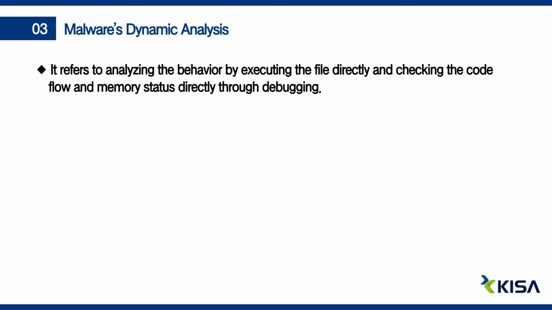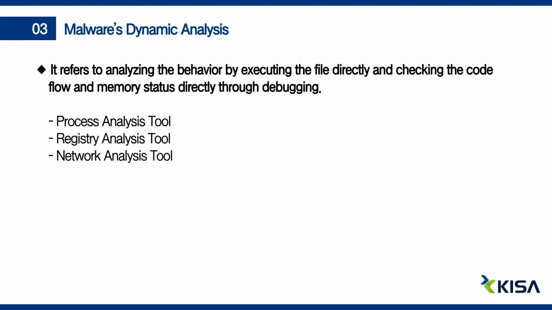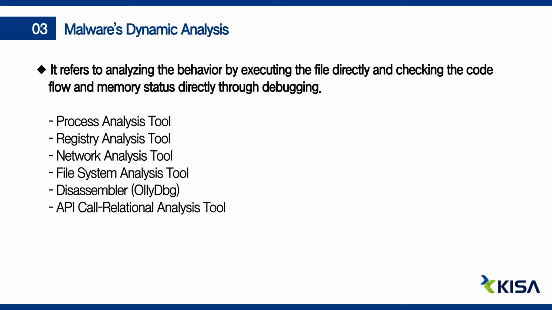Dynamic analysis refers to analyzing the behavior by executing the file directly and checking the code flow and memory status directly through debugging. There are 6 typical dynamic analysis tools of malware. They are process analysis tool, registry analysis tool, network analysis tool, file system analysis tool, disassembler, and API call relational analysis tool.